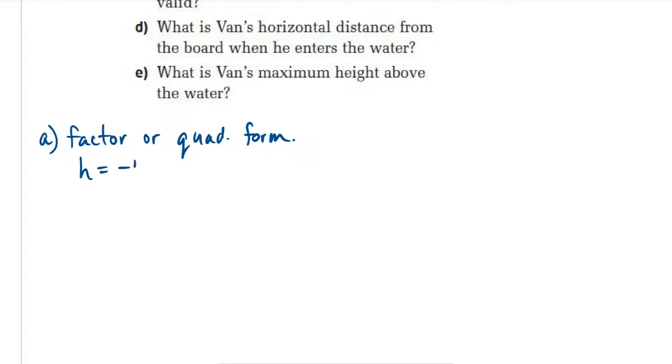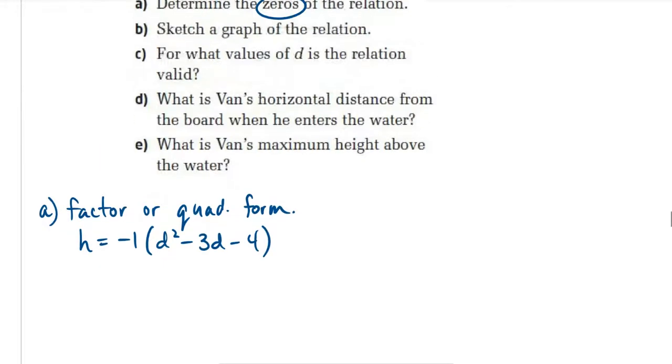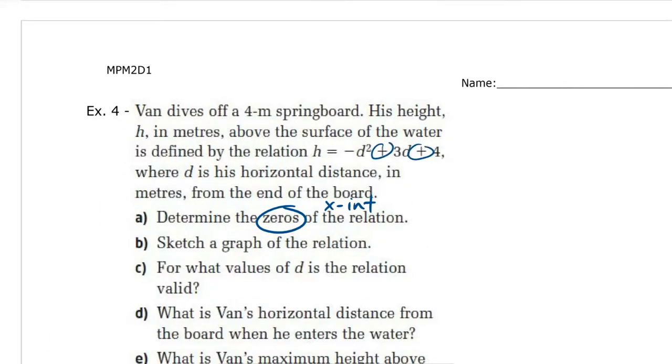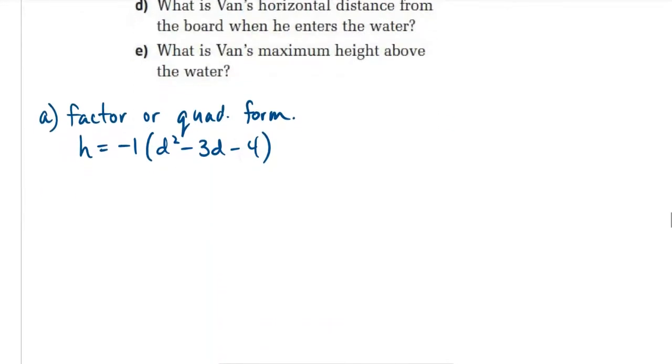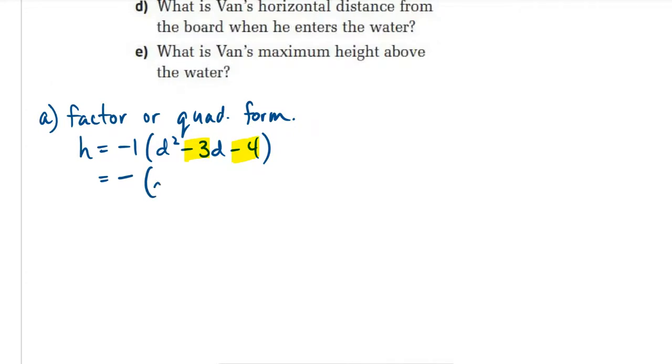So h equals -1 comes out, and I'm going to have d squared minus 3d minus 4, so basically changing the signs by factoring out the -1. Now I have a simple trinomial: two numbers that multiply to give me -4 and add up to -3. Those two numbers are -4 and +1. So my factored form will be negative (d minus 4)(d plus 1). So there's my factored form.